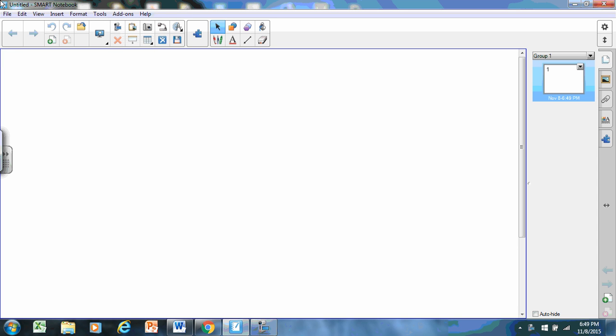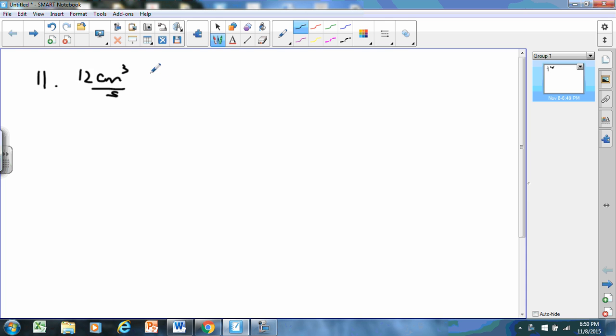Okay, here's level 3. Level 3 problems are a lot like level 2, except you have to do an extra thing. They get more complicated. So here's 12 cubic centimeters per second to cubic decimeters per hour. And here's why it's a level 3. I have to go centi to deci, then I have to cube it, then I have to do the bottom. It just gets more complicated.